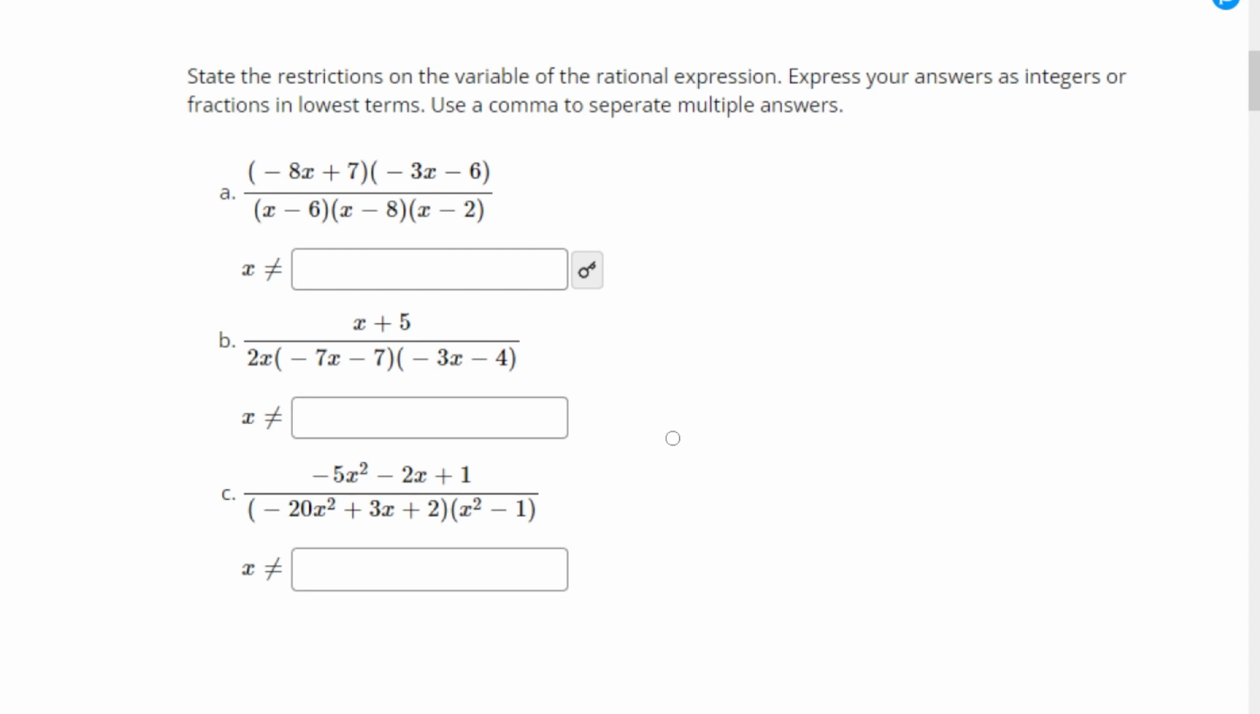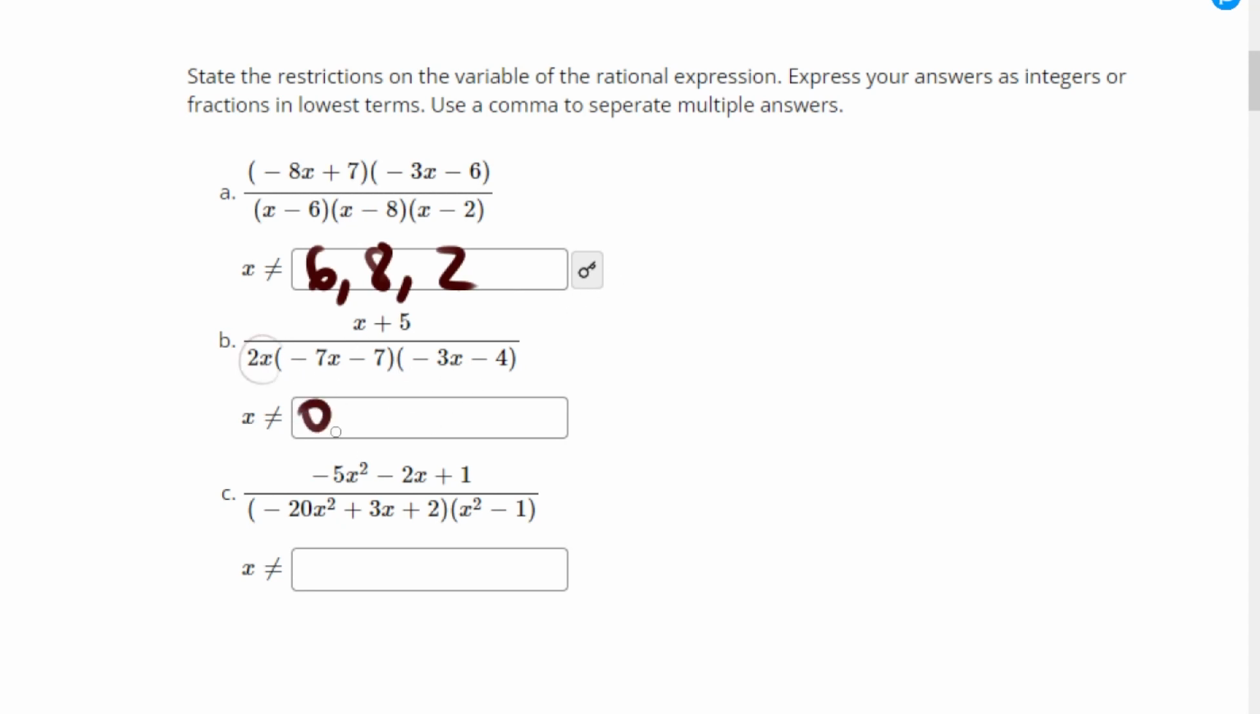So this first question says, state the restrictions on the variable of the rational expression. Express your answers as integers or fractions in lowest terms. Use a comma to separate multiple answers. So we know restrictions are when the denominator equals 0. We cannot have the denominator equal 0. So what we're going to do is set this equal to 0. We know that if x is positive 6, it's 0. If x is positive 8, the bottom will be 0. If x is positive 2, the bottom will be 0. That's your restrictions.